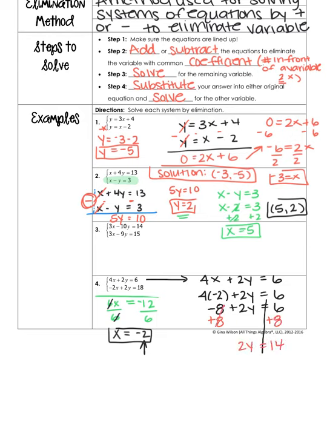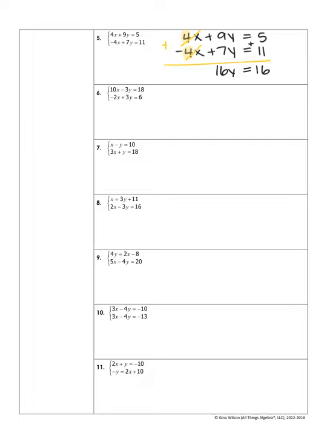So we can just add them. So 4 plus negative 4 cancels. 9y plus 7y is 16y. 5 plus 11 is 16. Then we're going to divide both sides by 16, and you get y equals 1. So when you, from the get-go, have a positive 4 and a negative 4, we can add them together, and they will cancel each other out.